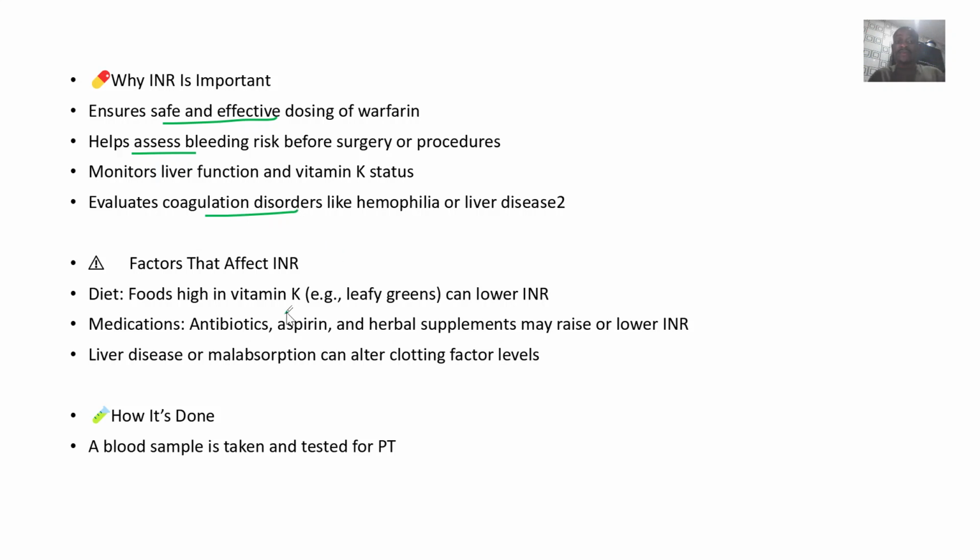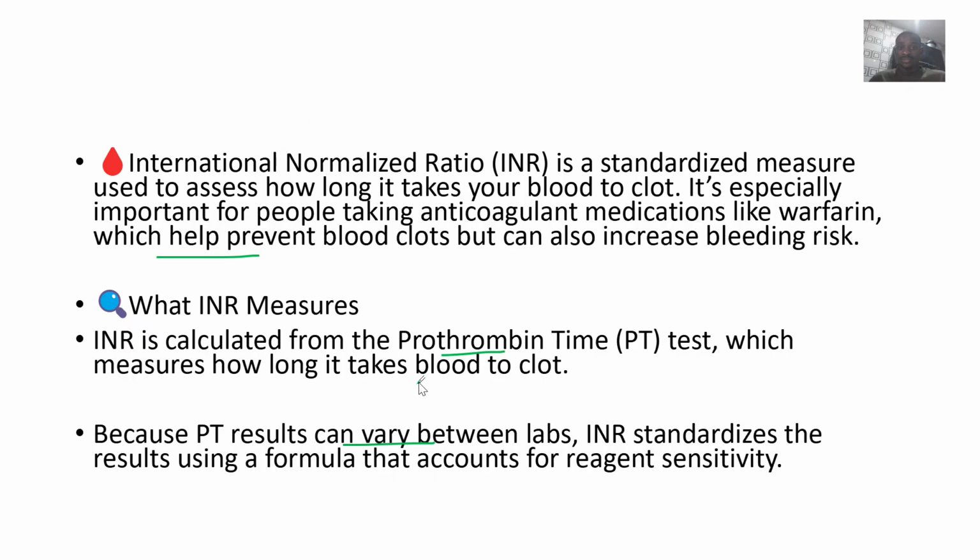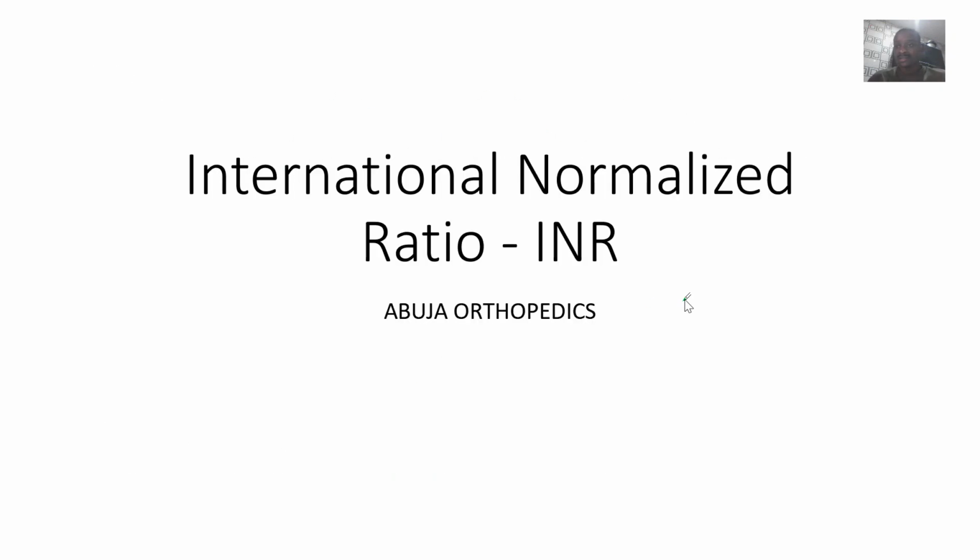So what are the different factors that could affect the international normalized ratio? The kind of food you eat, the kind of medications you are taking at the time. Then maybe if you have an underlying liver disease or any malabsorption, that can alter the clotting factor levels and all. Okay, so that was it for the international normalized ratio.